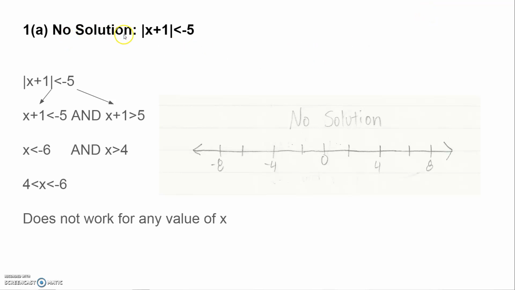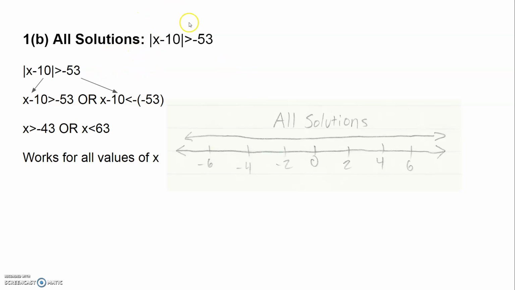This is a no-solution equation. The absolute value of x plus 1 less than -5. So what you would do is you would separate into two equations, and since you change this into a negative, if it goes to positive, and you switch the sign, so then you subtract 1, you get x less than -6, subtract 1, x greater than 4. So then you get this equation right here. Now since there's no x value that is less than -6 but greater than 4, you get no solution.